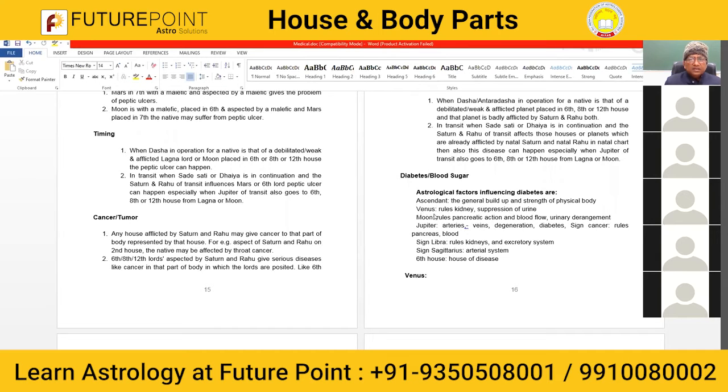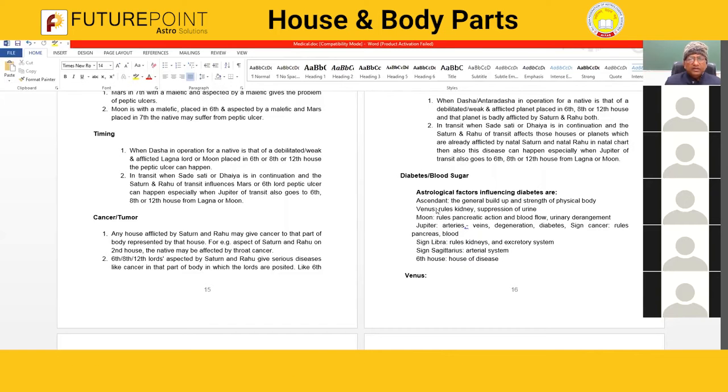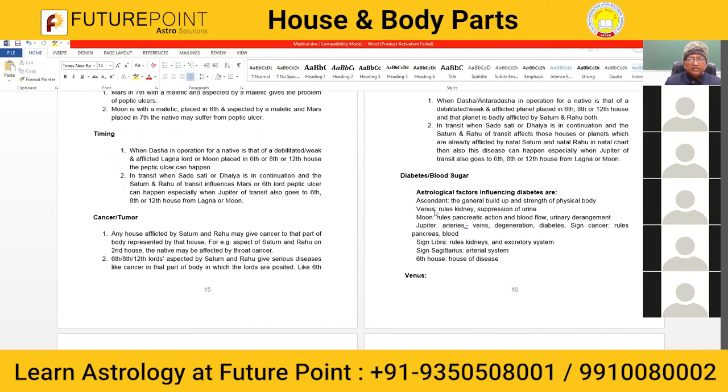Venus takes care of the first kind. There are two kinds of diabetes, diabetes 1 and diabetes 2. Diabetes 1, which happens in childhood itself, is governed by Venus. Diabetes because of Venus cannot be rectified, whereas diabetes due to Jupiter can be rectified by medicines or by some exercises or something else. But diabetes due to Venus is much stronger, and you cannot get rid of it.